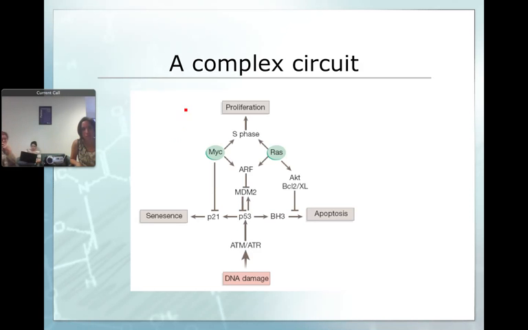So here is sort of a cycle. If RAS and MYC are on, you're going to be able to drive cells into S phase and get proliferation. If they're not able to block ARF and there's a lot of signaling, then P53 will lead to either senescence or apoptosis. Okay. Does that make sense? It is complicated, but you'll take some time. I mean, it's not simple.